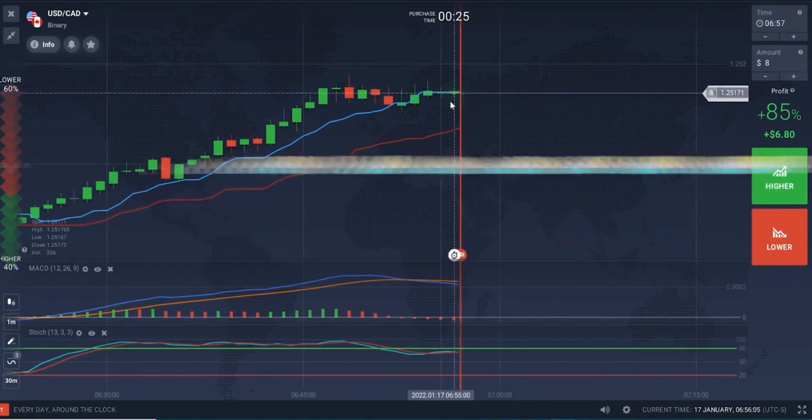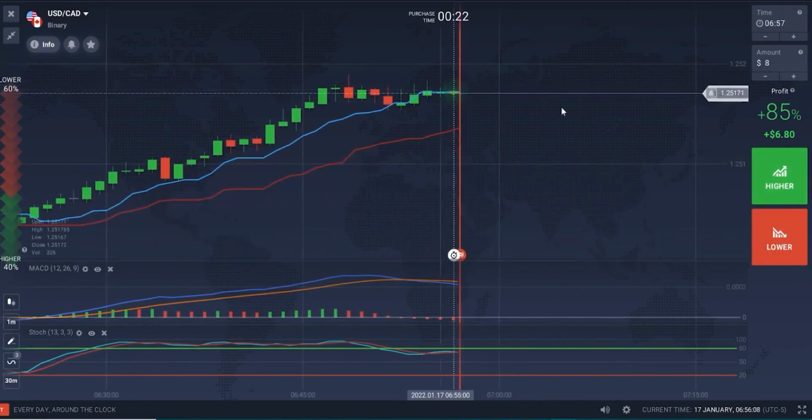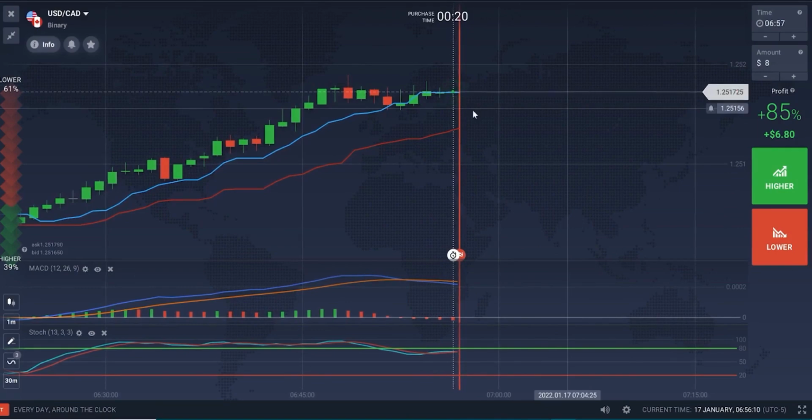Alright, this candle closed as a doji right on the line. I'll wait to see how the next candle forms and observe how it closes.